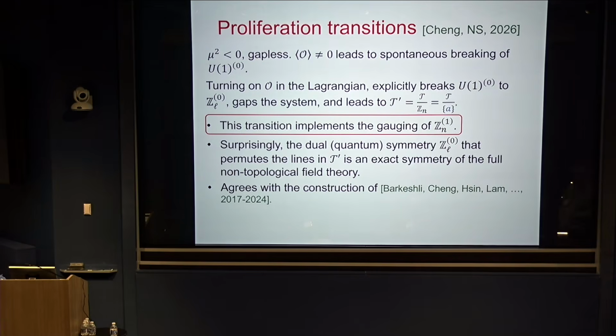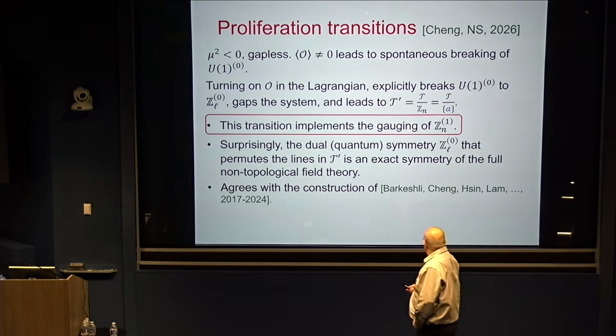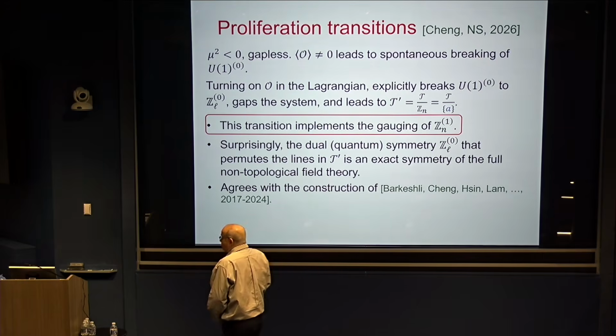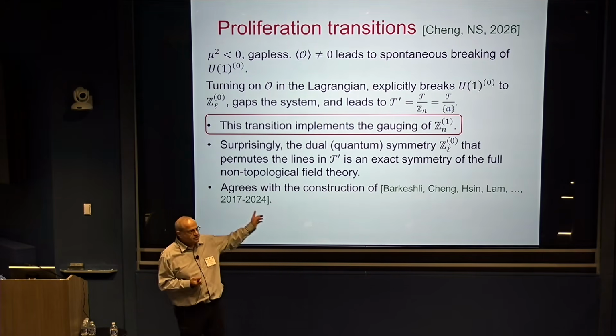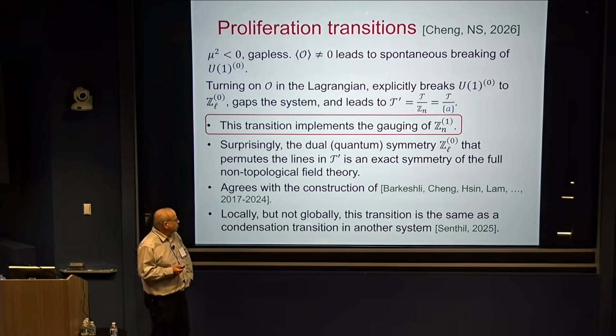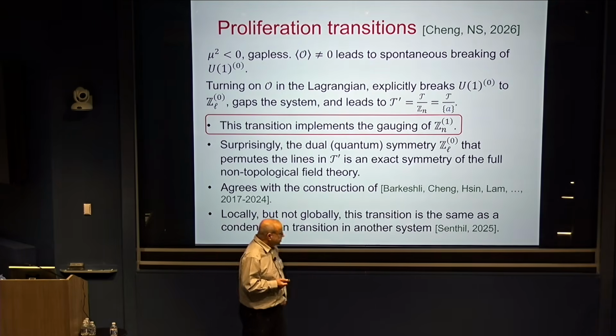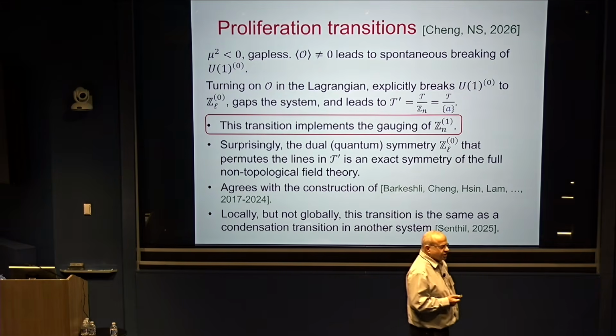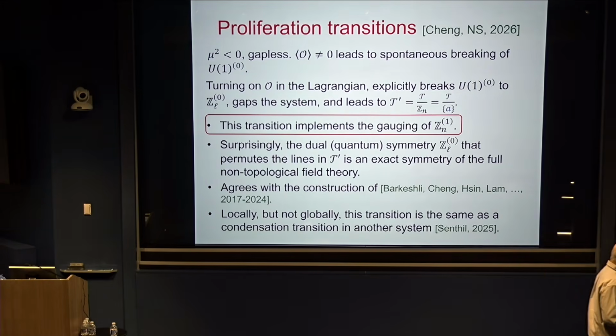And furthermore, this construction agrees with the construction of Mason, Mong, Pochen, Hotat, and perhaps others during these years. They were not as detailed as what we did here, but this agrees with what they did. And locally, but not globally, Senthil emphasized to us that this is actually a condensation transition, but only locally, but not globally. And we can spend another lunch or dinner arguing what condensation means, but I think with this sentence, I agree with that conclusion. That locally, but not globally, it is a condensation transition. But globally, it's not.